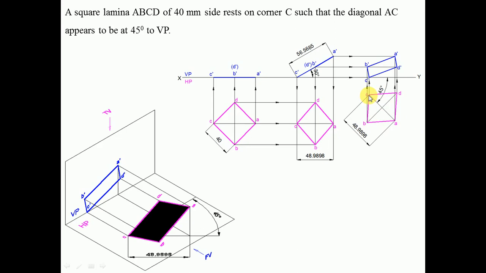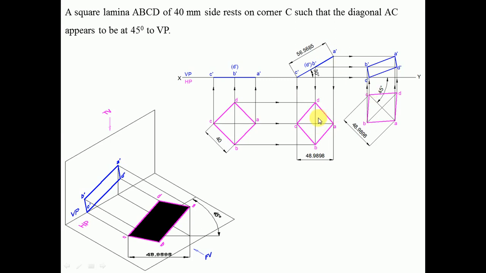Again draw a vertical projector from C to get the point C dash. Draw vertical projectors from B and D, and draw horizontal projectors from B dash and D dash to get the points B dash and D dash. And similarly, draw a vertical projector from D, and then draw a horizontal projector from A and from A dash to get the point A dash. Then join this figure. So this is how we can complete the solution.